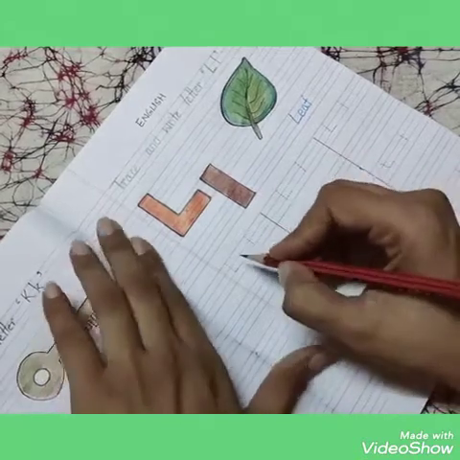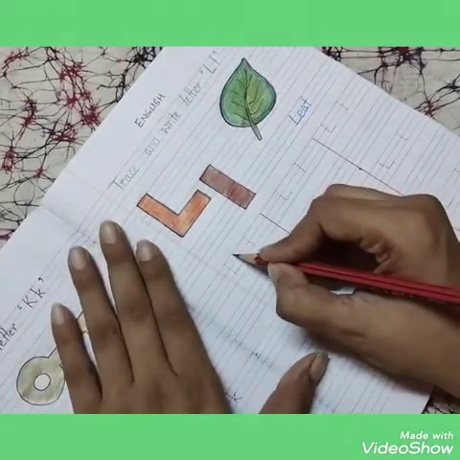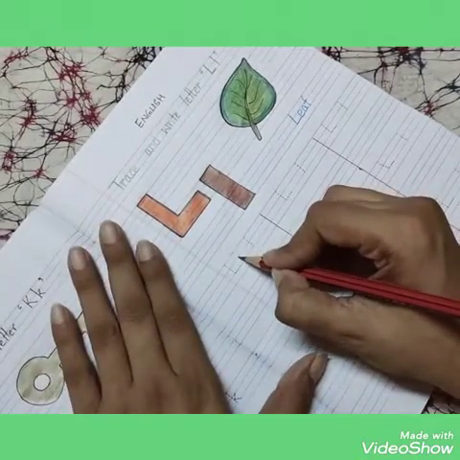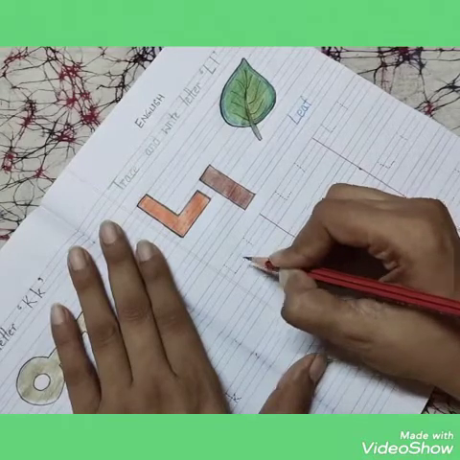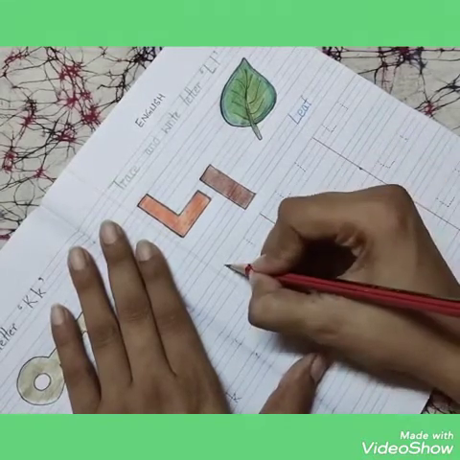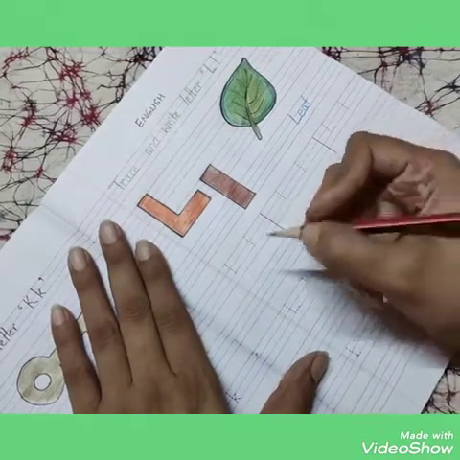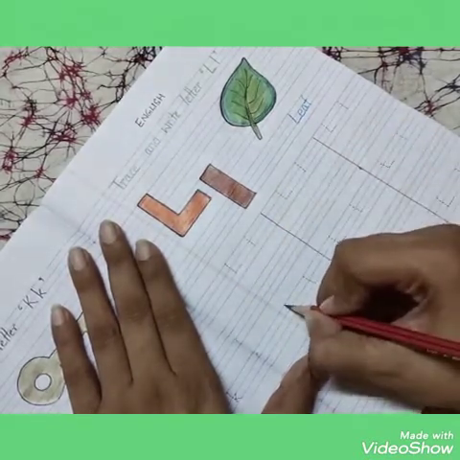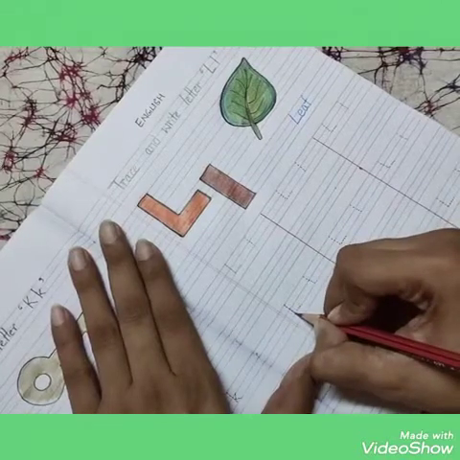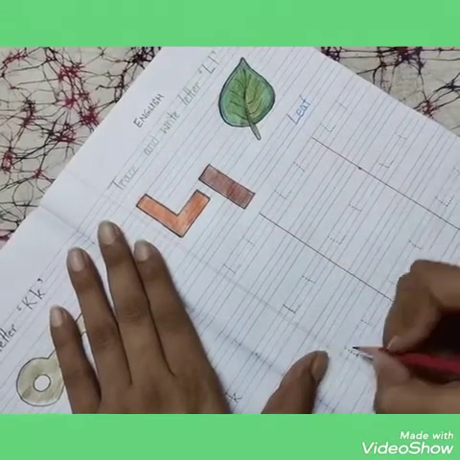We will write it in 3 lines. 1, 2 and 3. First we will draw standing line and then sleeping line. This is capital L. Standing line and sleeping line.